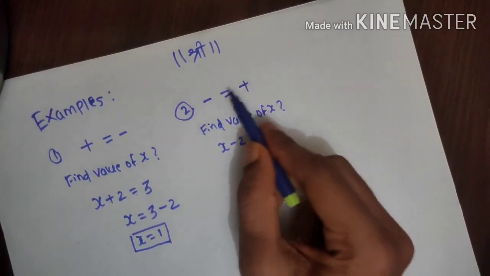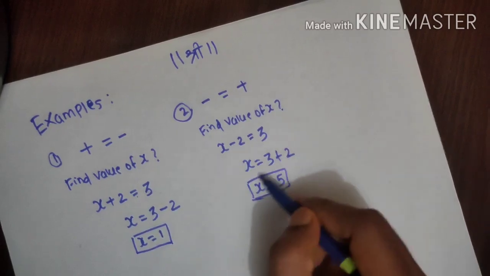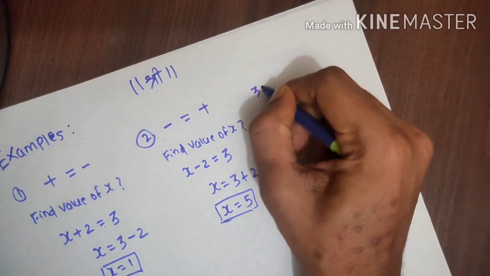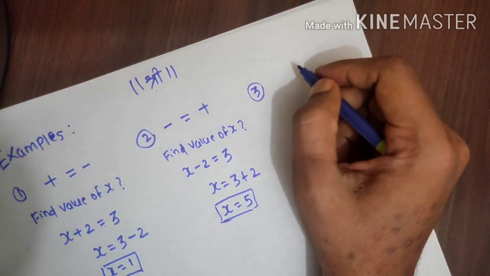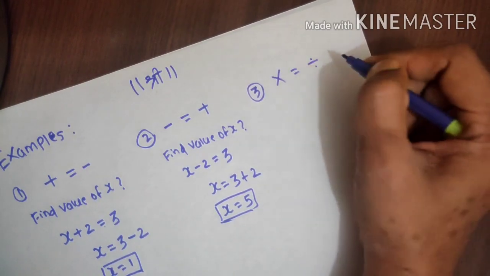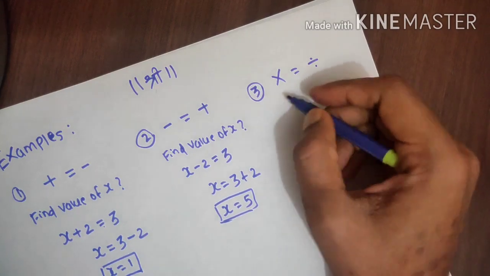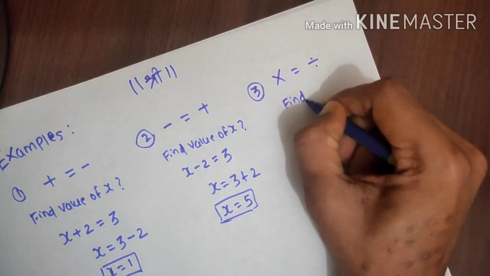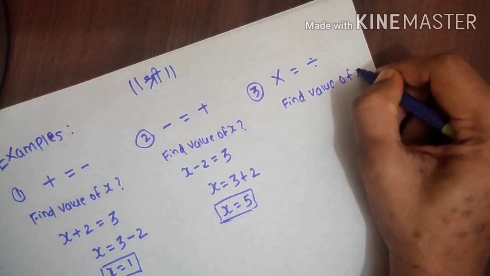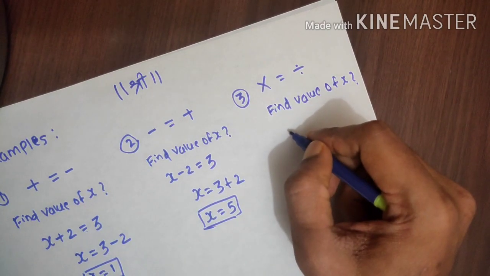So this is how when we move minus from left hand side to right hand side, it becomes plus. Here we have seen their example. Now let's see example of third rule. That is, when we move multiplication from one side to another side, it becomes division. Now here we want to find value of x. So the example is very simple.